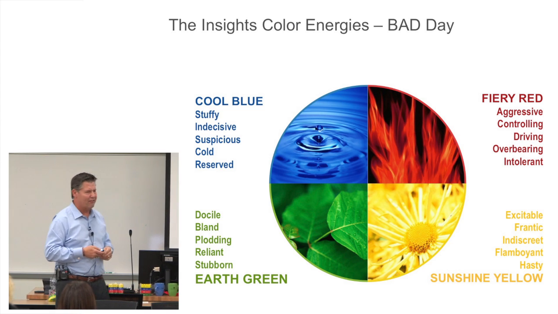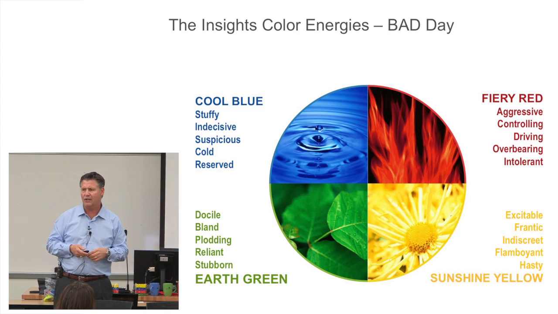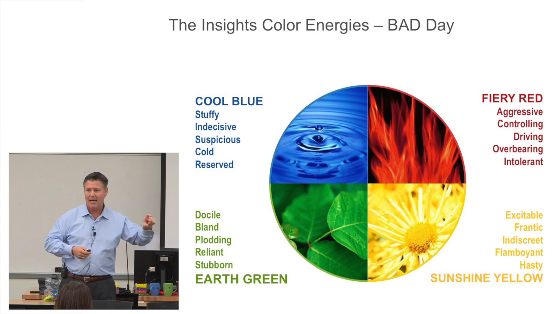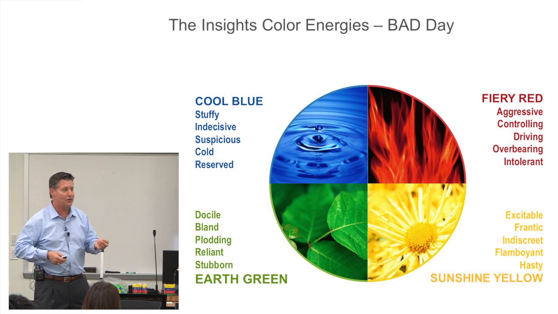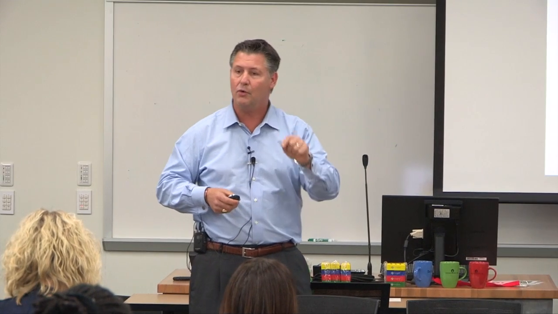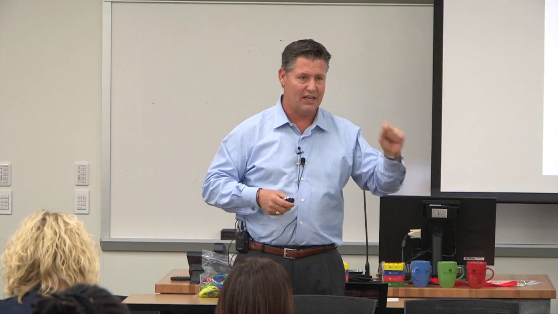Too much cool blue: stuffy, indecisive, suspicious, cold, reserved, analysis paralysis. Come on, make a decision. If you lead with yellow energy, you're trying to make a fast decision and move forward. You don't care about all the detail. You start to see the disconnect that people have. And they think it's about the issue they're discussing. It's not the issue you're discussing. It's the style you are using to discuss the issue.